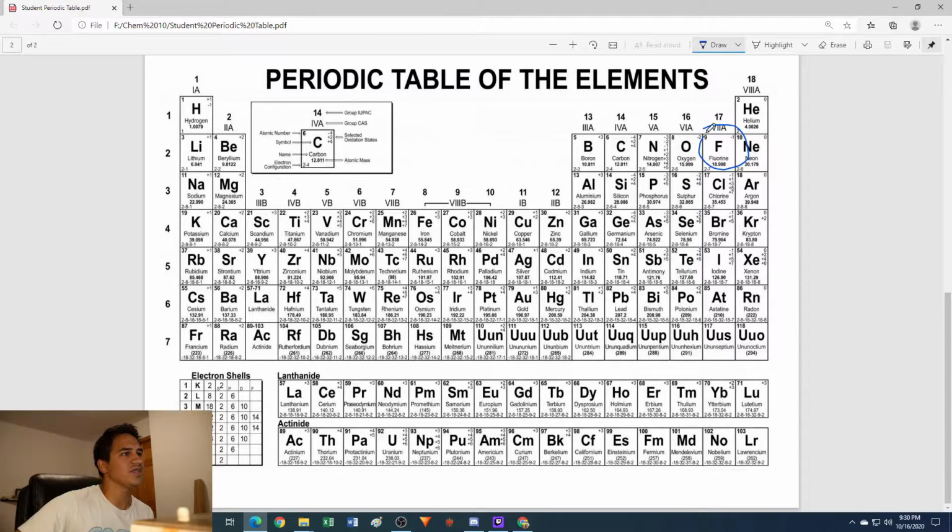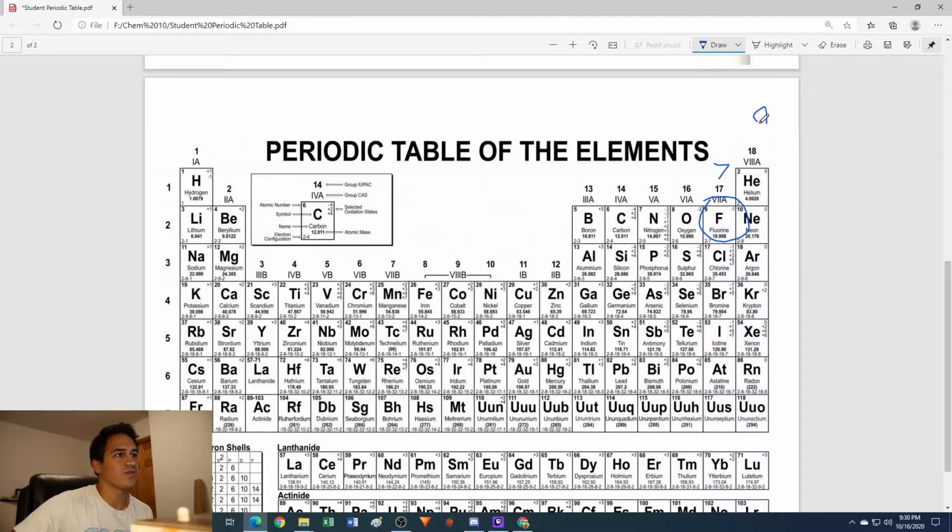Fluorine is right here, okay? So it's in column 7. That means it has 7 valence electrons. And fluorine wants to have 8, right? Everything, of course, wants to get to this magic 8 number. So that means it needs to gain 1 electron to get there, right?